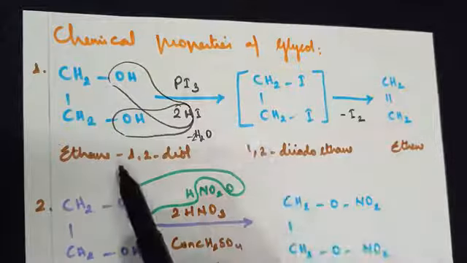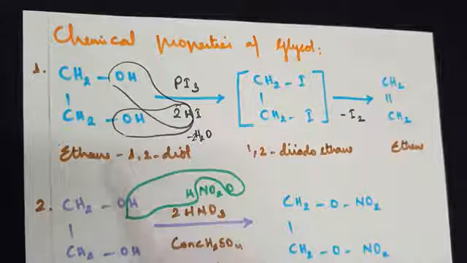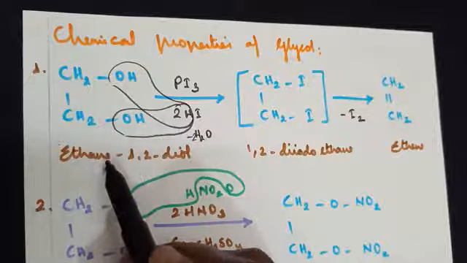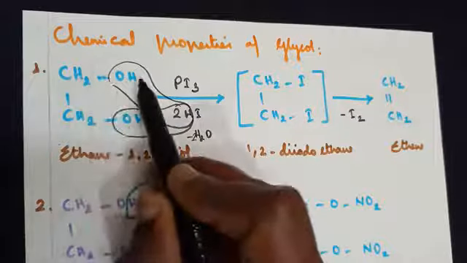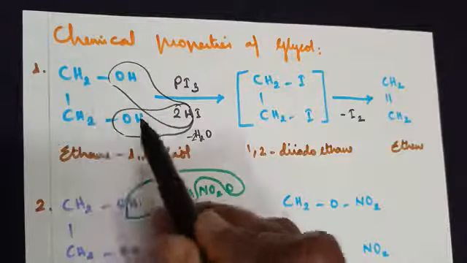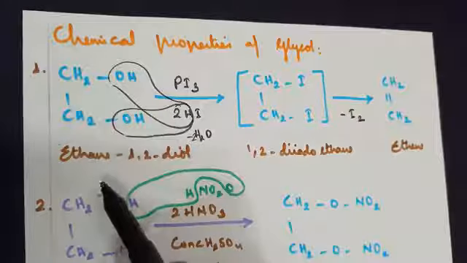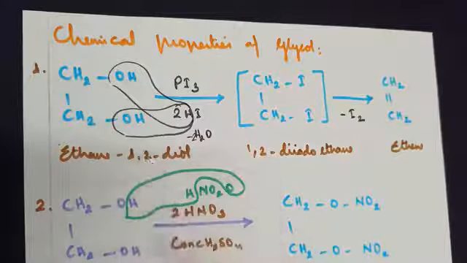Glycol, the IUPAC name of it is ethane 1,2 diol, meaning 2 carbon atoms, hence we call it an ethane. The first carbon has an alcohol group and the second carbon also has an alcohol, that is a hydroxyl group. So we write it as ethane 1,2 diol.